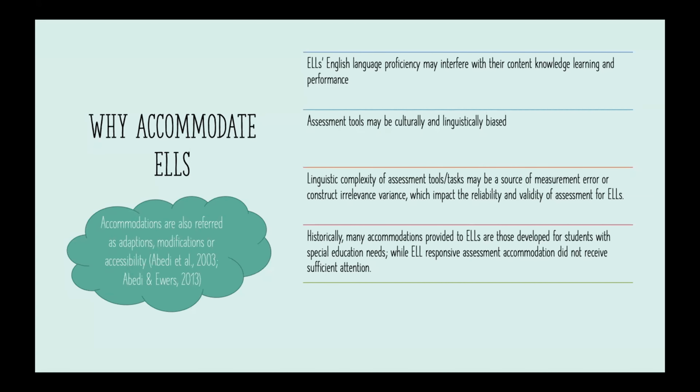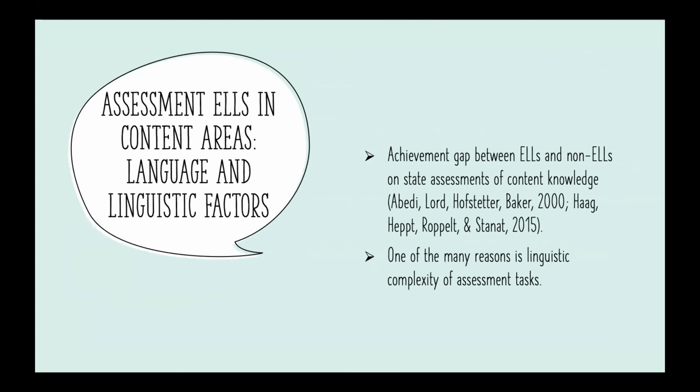The last reason is that accommodating English language learners is still kind of a new thing. Many accommodations provided to English language learners are actually developed for special education students. So scholars have called for ELL, English language learner responsive assessment so far. And we do see that there is an achievement gap between English language learners and non-English language learners. One of the reasons could be the linguistic complexity of assessment tasks.